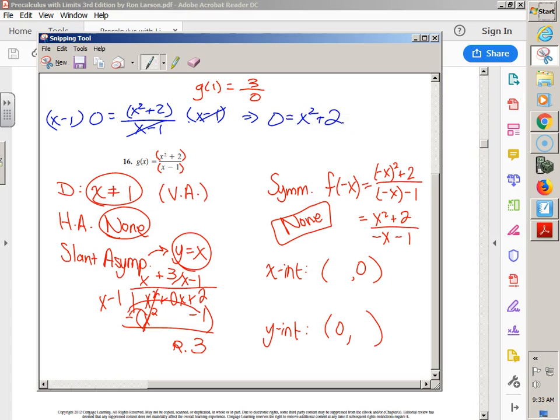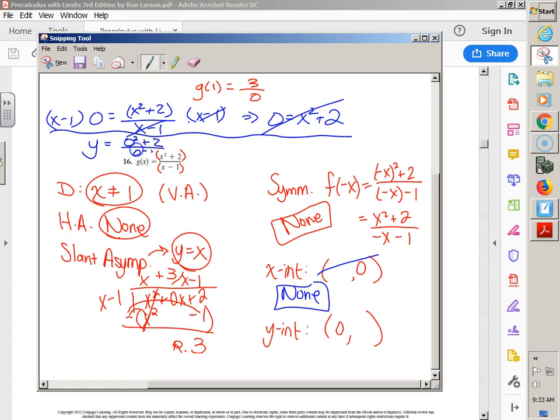2. Why am I going to put a slash and say none? To solve, you would have a square root of a negative, which is imaginary. That won't be on any graph. But that was for the x-intercept. What do we do for y-intercepts? Yeah, we keep the y. We set x equal to 0. 0 squared plus 2 over 0 minus 1. Well, that's just 2 over negative 1, which is negative 2.